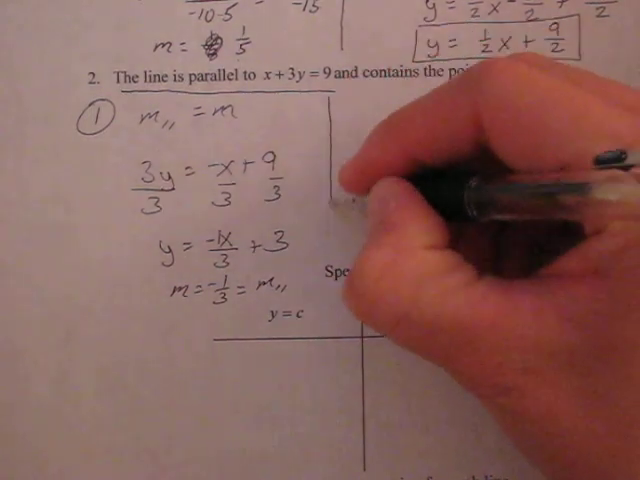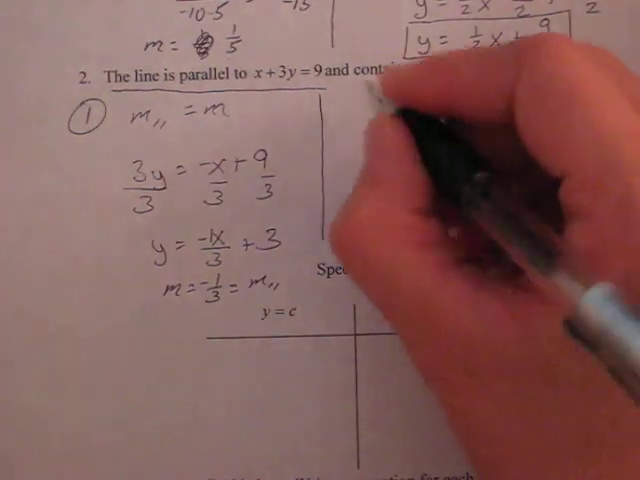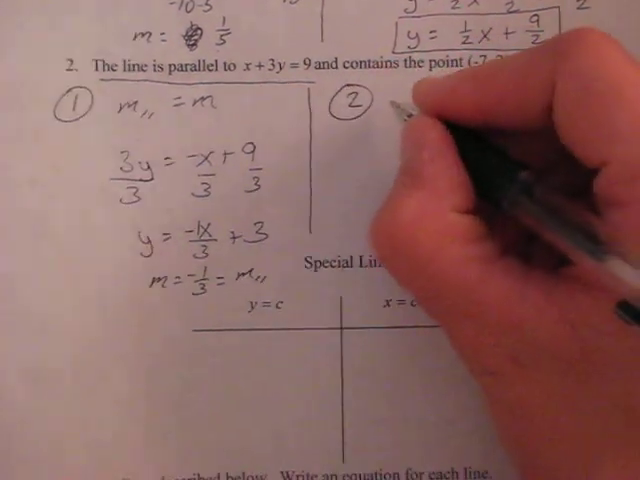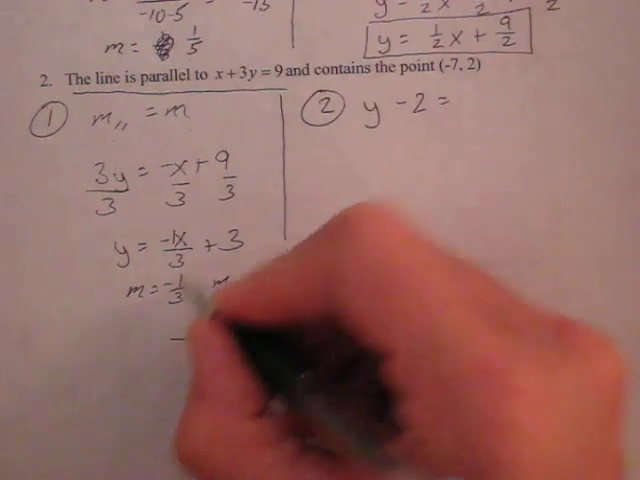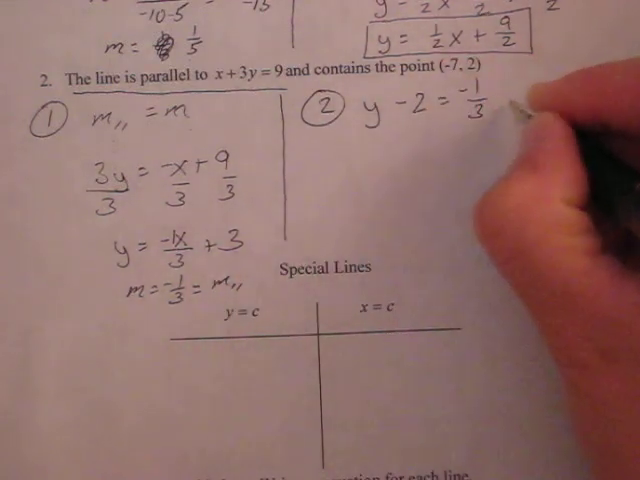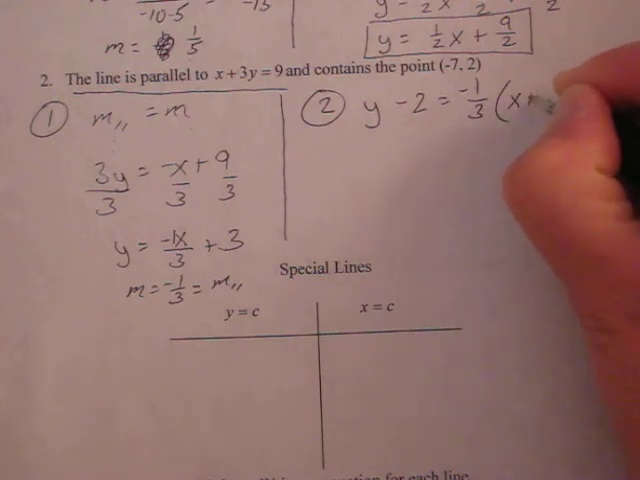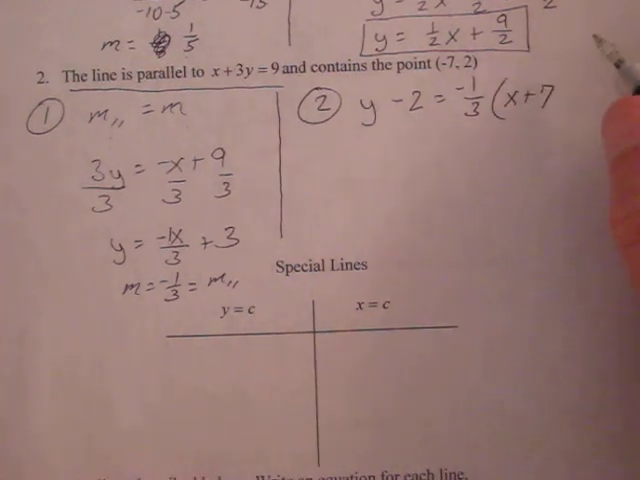So I found my slope, and now I'm not going to look at this information anymore. I'm only going to look at the point, and then it's exactly the same. So my second step is to substitute it into point slope form. So I have my slope, and it comes directly over here. And then I have x plus 7, because we're subtracting a negative 7.